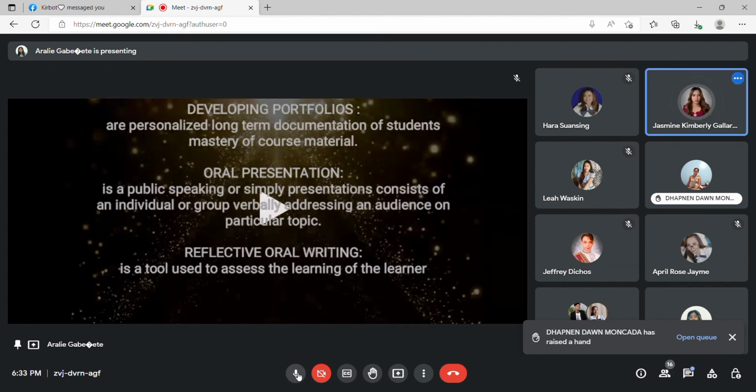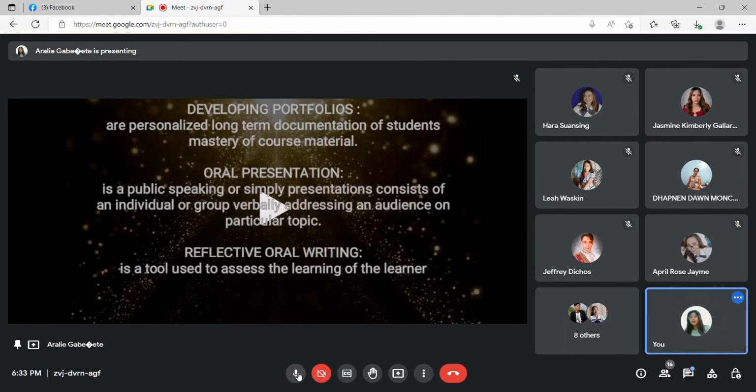Okay, so a public speaking or simply presentation consists of an individual or group suitably addressing an audience on a particular topic. Oral presentation is not the answer because it is a form of assessment that calls on students to use the spoken word to express their knowledge and understanding of a topic. It allows capture not only of the research that the students have done but also a range of cognitive and transferable skills. And for the last option, we have the reflective journal writing.